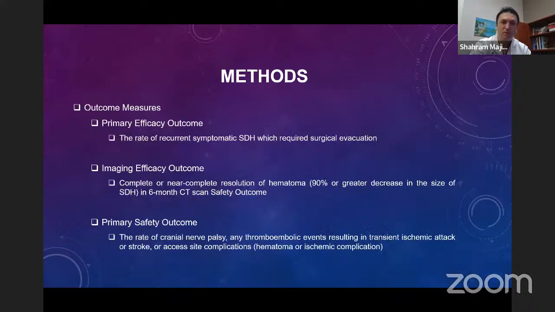Our outcome measures included the primary efficacy outcome, which was the rate of recurrent symptomatic subdural hematoma requiring surgical evacuation. The imaging efficacy outcome included complete or near complete resolution of hematoma, with near complete defined as a 90% or greater decrease in the size of the subdural hematoma on the 6-month follow-up scan. The primary safety outcome was defined as the rate of cranial nerve palsy or thromboembolic event resulting in TIA or stroke, and also access site complications such as hematoma or ischemic complications.